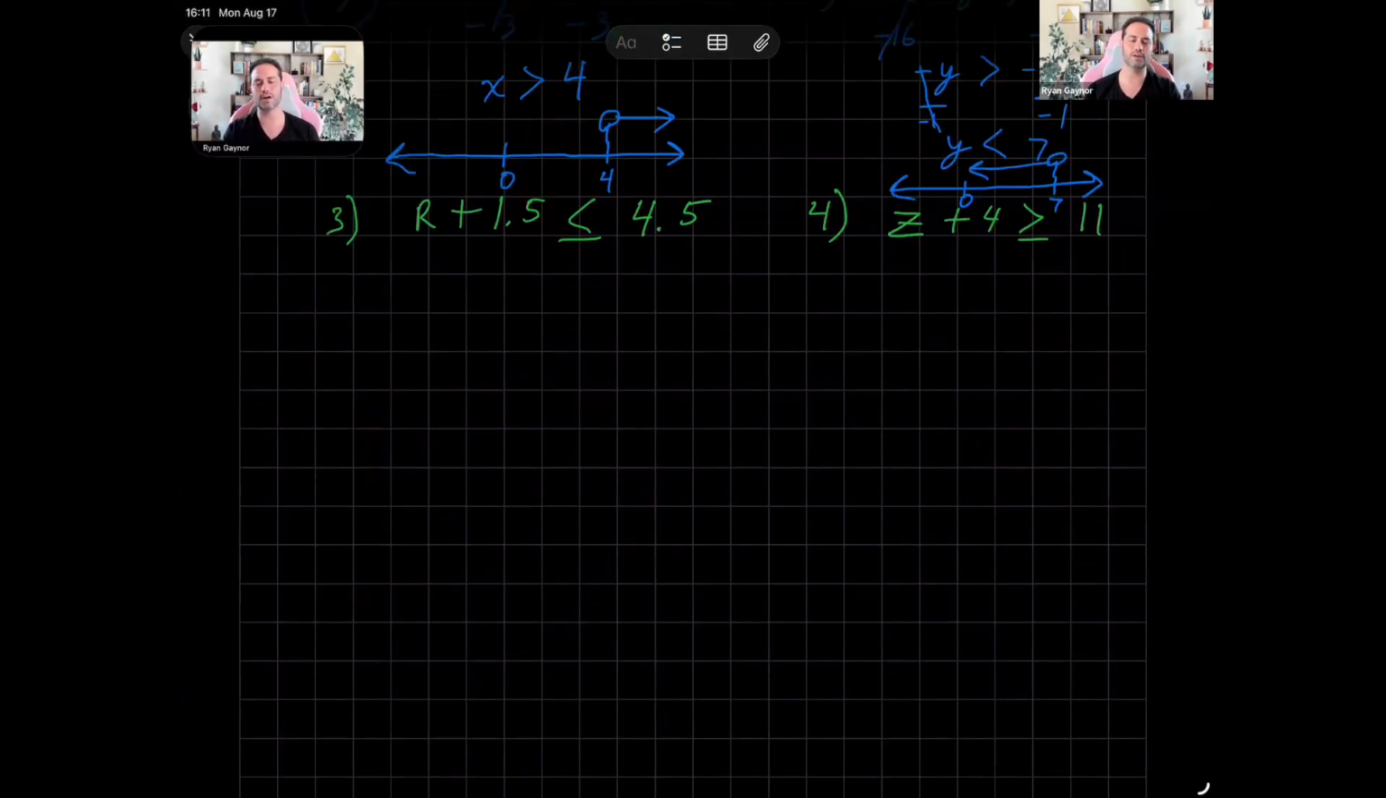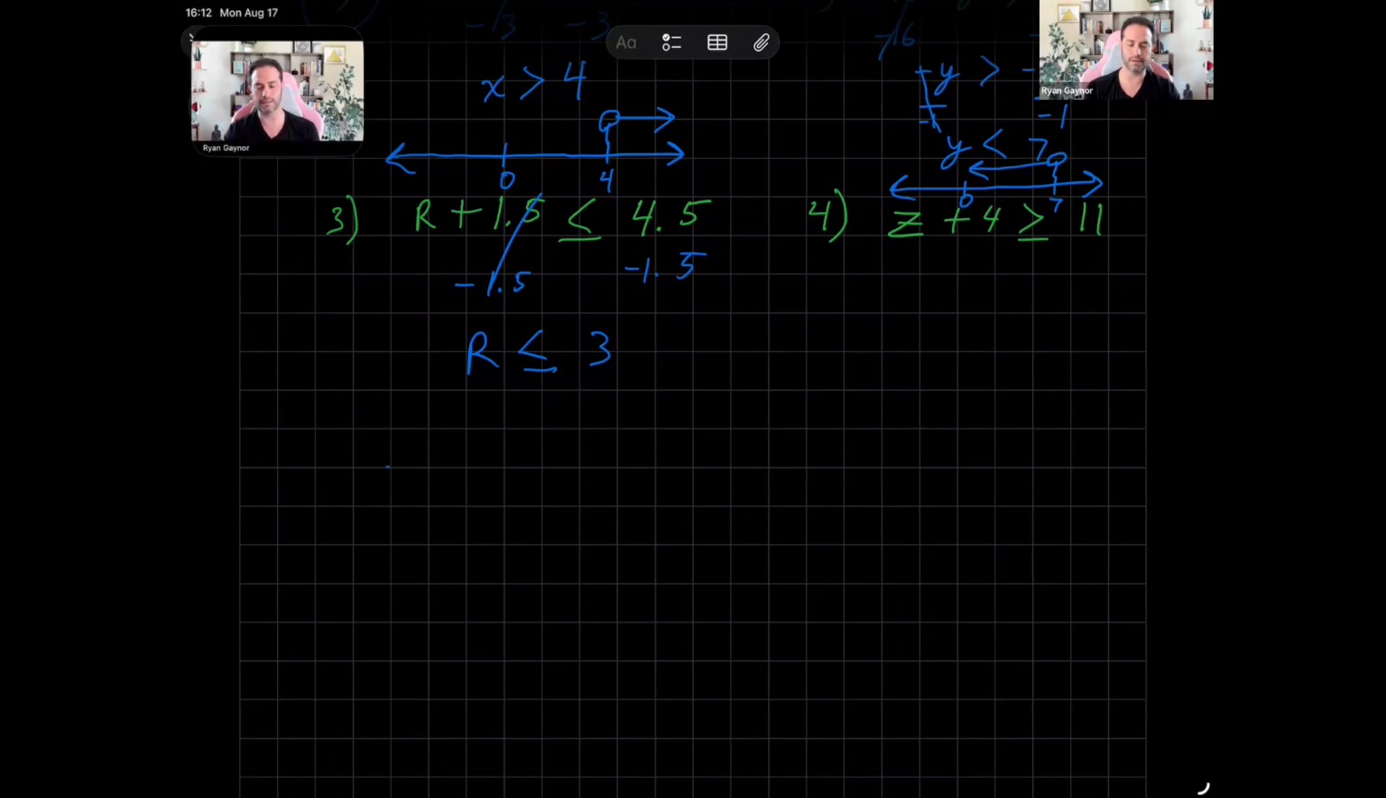So we've got r plus 1.5 is less than or equal to 4.5. So we do the opposite, right? We subtract the 1.5, subtract the 1.5, and we have r less than or equal to 3. All right, so again, what does that literally mean? Well, it means that r can be 3 or less than 3, right? So less than or equal to, so it could be 3 or any number less than 3.